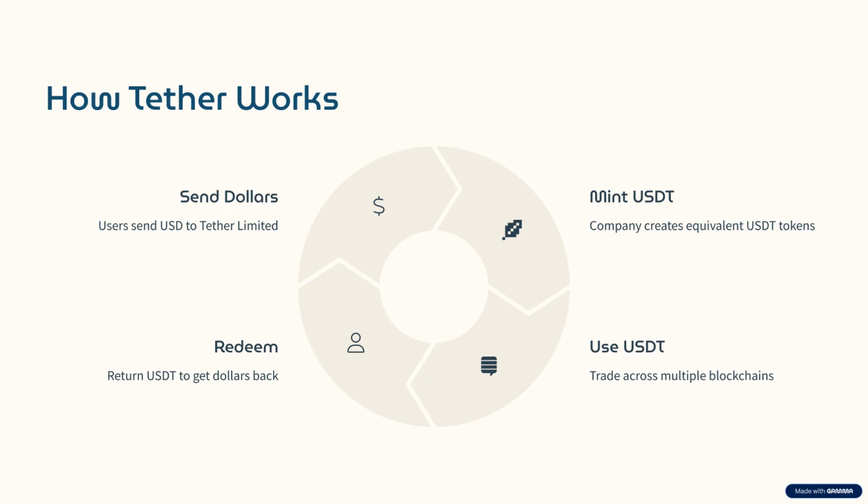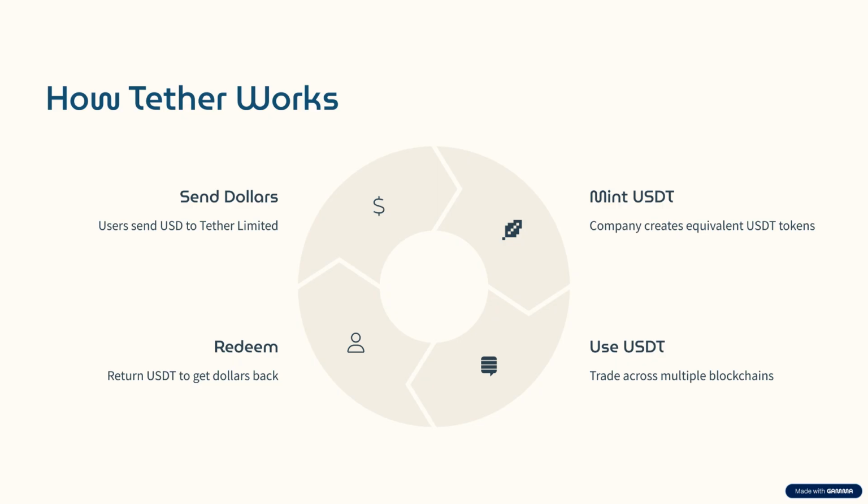So how does it work? At its core, Tether is a centralized stablecoin. That means it's issued by a company, Tether Limited, which claims to hold assets equivalent to the number of USDT in circulation. You send dollars to Tether Limited, they mint an equivalent amount of USDT. You can now use that USDT across crypto platforms. If you want to redeem your USDT, you send it back to Tether. They destroy the tokens and send you dollars back.